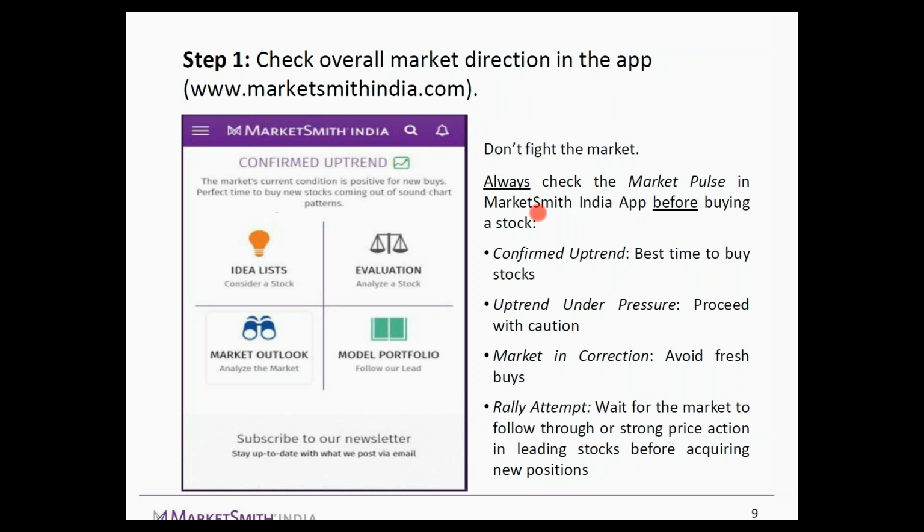So how would you know about the market condition? As soon as you log into the MarketSmith application, on the homepage itself, you will see the market condition on top. Currently it is in a confirmed uptrend, so it will show up here. Also, in our daily big picture, we give our outlook on the market condition, the number of distribution day counts, and how far it is from moving to a different market condition altogether. So that is about market condition.